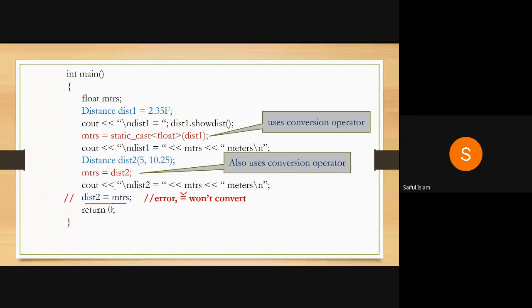So a constructor is basically converting a primitive data type to a user defined data type. Operator conversion, that is operator float, is basically converting a user defined data type, distance, to a floating point value. So for conversion I need two different things, a constructor and an operator. Constructor to create an object using a primitive data type, and conversion operator for converting a user defined data type to a primitive data type. You got the point?